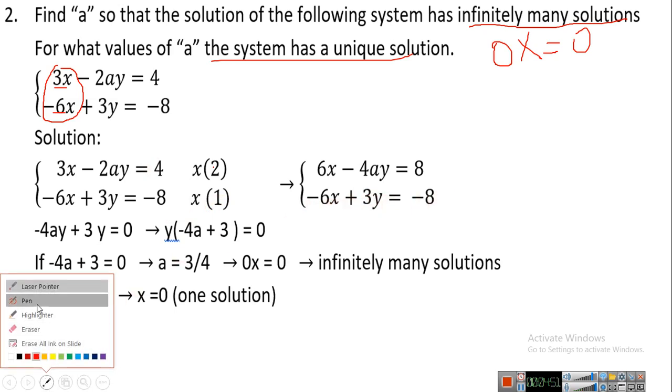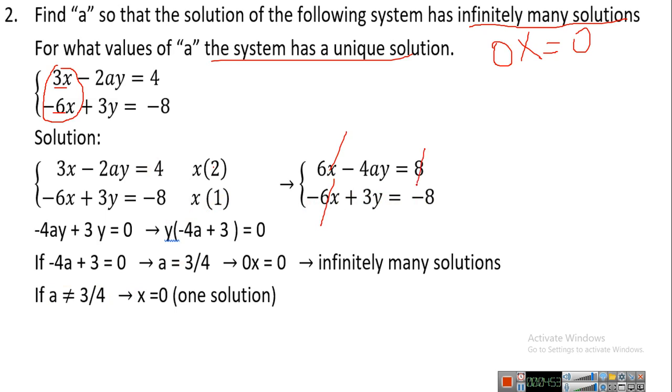Now if you add, these two cancel out, these two cancel out, so here you have 0, as you can see here, and you have minus 4a plus 3y equal to 0. You put y in factor, you're going to get minus 4a plus 3 is 0. When you have infinitely many solutions, you must have 0y equal to 0. So to get 0, it means minus 4a plus 3 is 0, so a is 3 over 4. So if a equals 3 over 4, you're going to get 0y equal to 0. We have infinitely many solutions.